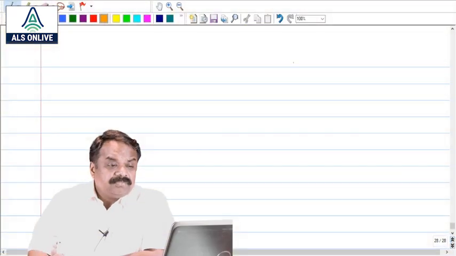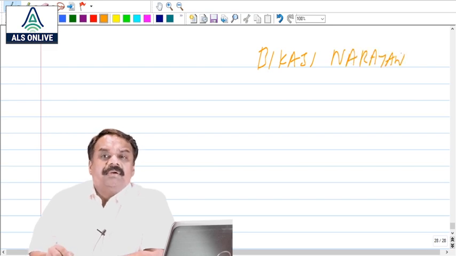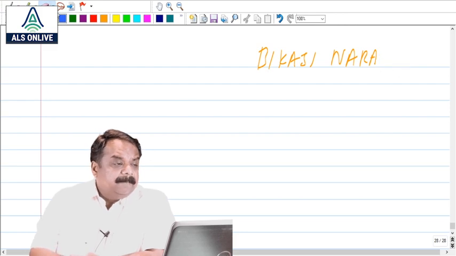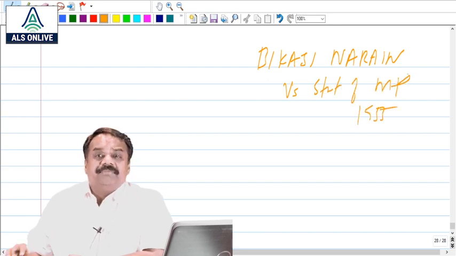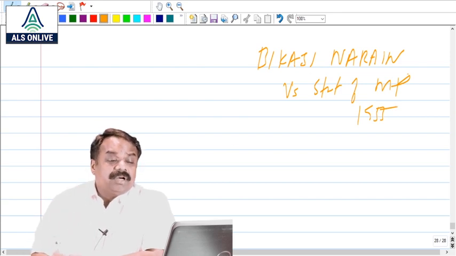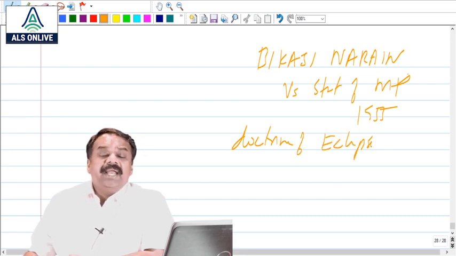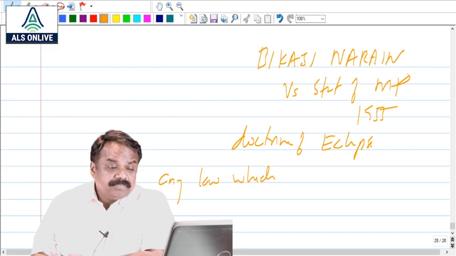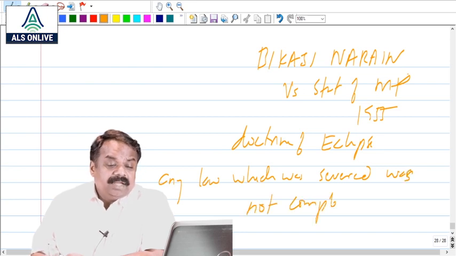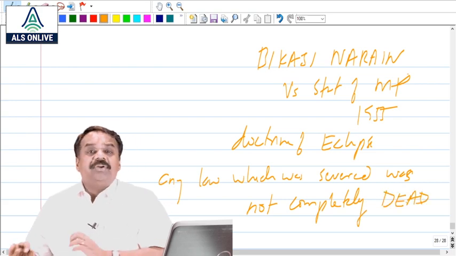So the Supreme Court in Bikaji Narayan versus State of Madhya Pradesh, in 1955, talked about or propounded this doctrine of eclipse. Doctrine of eclipse. And it clarified that any law which was severed was not completely dead.